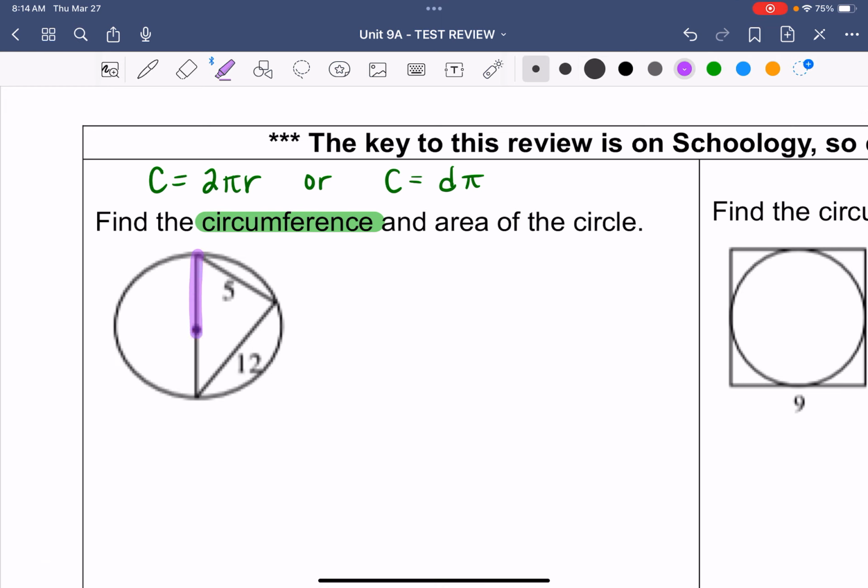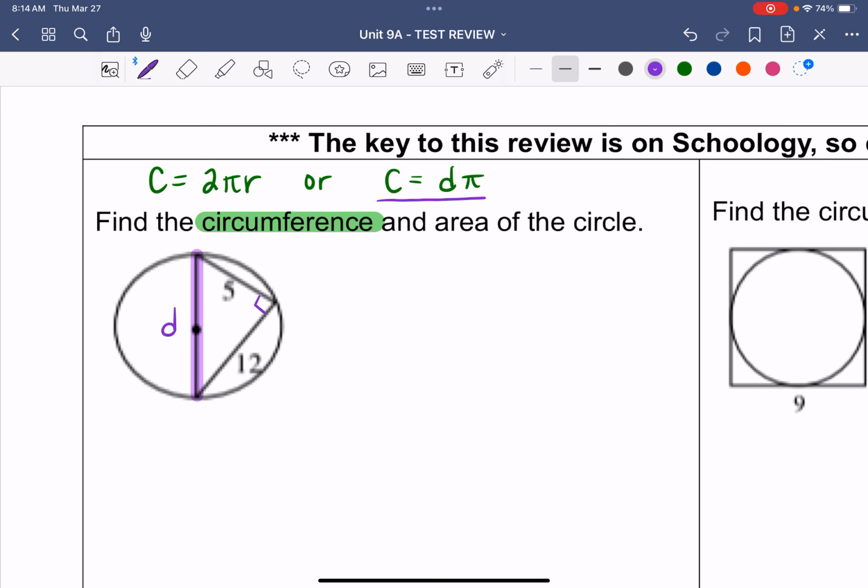see how this chord goes all the way across the circle and it's going through the center? That makes it the diameter. So I think it's going to be easier to use that formula, diameter times pi. But first we need to actually find out what the diameter is.